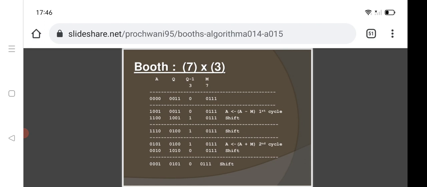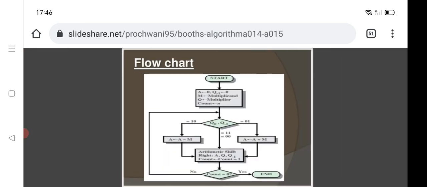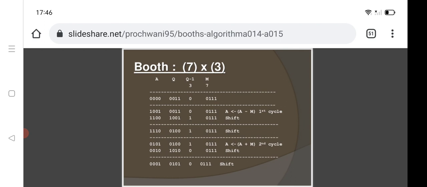Whatever the result is, it will be available in the A. After doing that, I need to perform the shift right operation of A, Q and Q minus 1. So I am shifting towards my right side, and the MSB of my accumulator A will be carried forward in the same way. So your values will become this much. This is nothing but your third cycle has been completed.